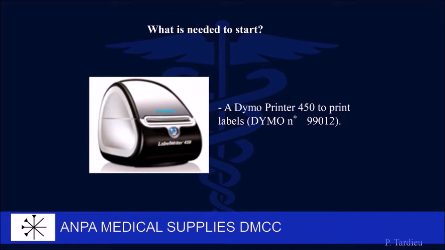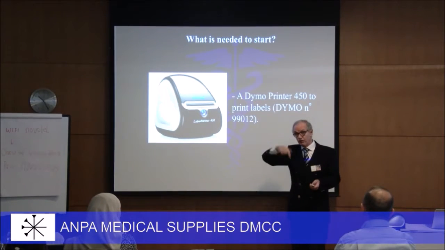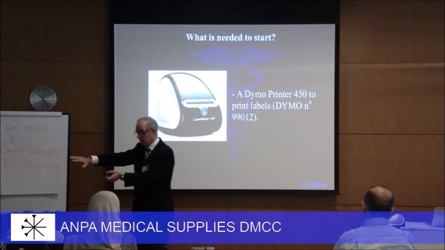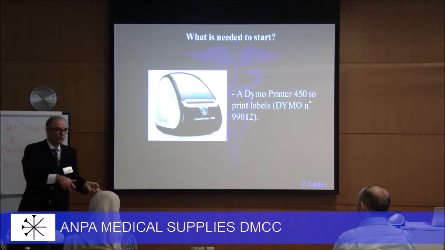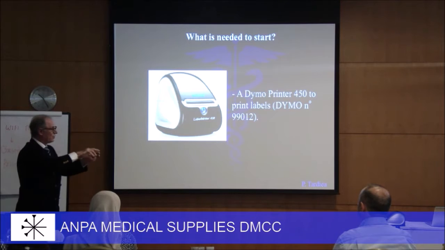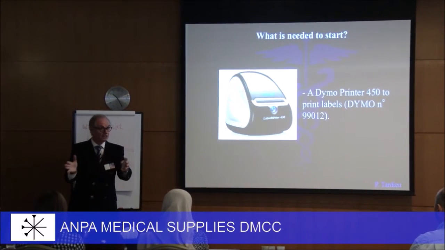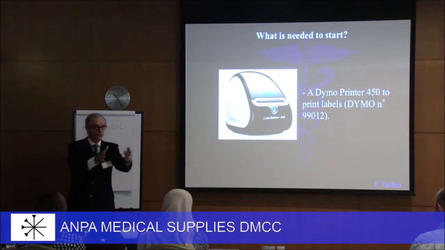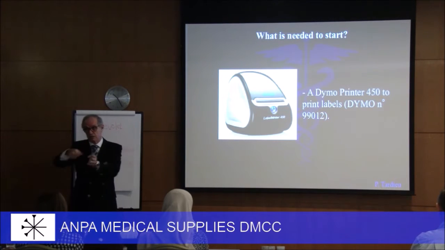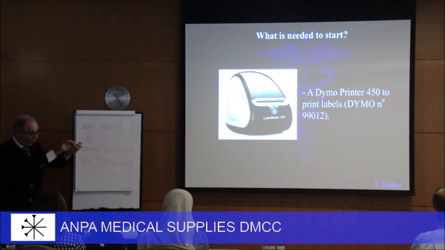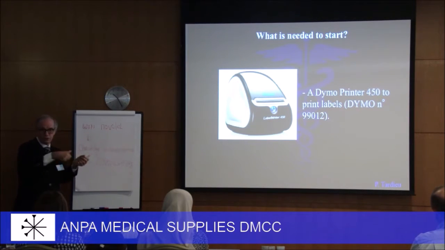How many labels? Don't print the labels and put them on before you sterilize, because they are going to become black. So you do the sterilization, and after that you take it out, and then you go on the computer and decide how many labels to print. Let's say, for example, you have 5 basic kits and 2 surgical kits. So you print 5 labels for the basic kit and 2 labels for the surgical kit or implant kit or whatever. And then you have all this list, and you have two options.